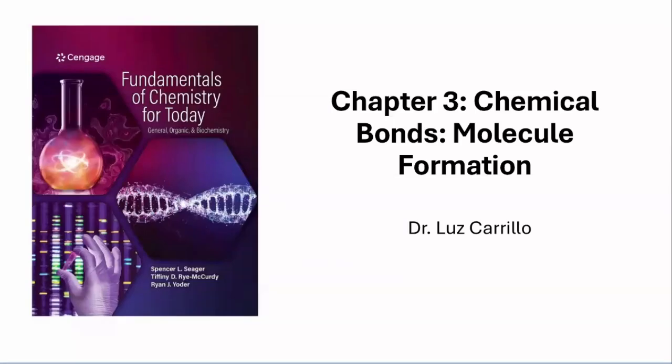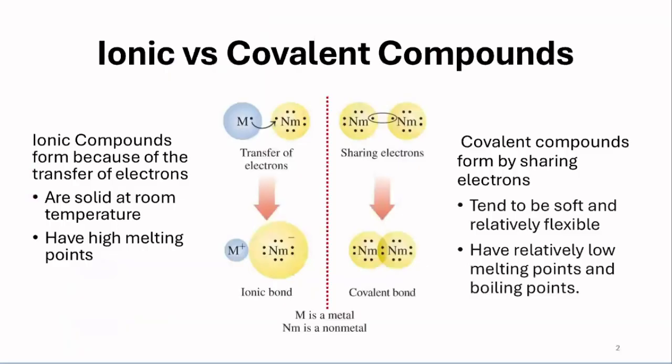In this video, we're going over the concepts of Chapter 3, which is titled Chemical Bonds, Molecule Formation. The elements of the periodic table will combine to form either ionic or covalent compounds. Let's now discuss which type of atoms will form ionic versus covalent compounds. Let's focus on the left side of the slide.